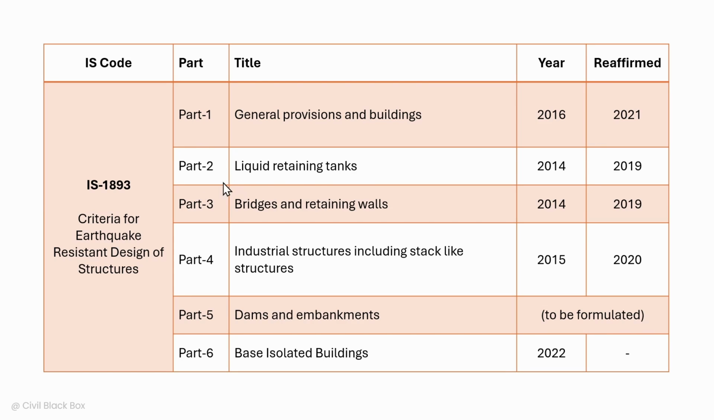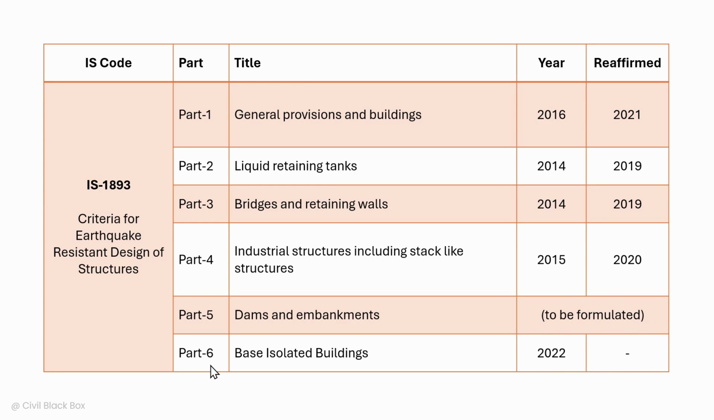Then we have the IS 1893 Part 2, which is for liquid retaining tanks. Again, 2014, reaffirmed in 2019. Part 3 is bridges and retaining walls. Part 4 is industrial structures, including stack-like structures. Part 5 is dams and embankments. This part has been mentioned in all the codes of IS 1893, but it is yet to be formulated. It has not been launched yet.